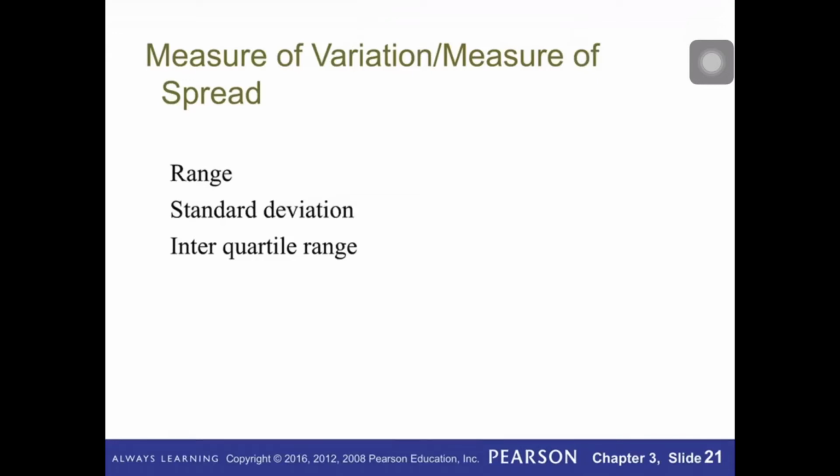Today I'm going to discuss measure of variation, or we call measure of spread. So, in the first place, what is this measure of variation? There are three things included in measure of variation: range, standard deviation, and interquartile range. So these three we call measure of variation.